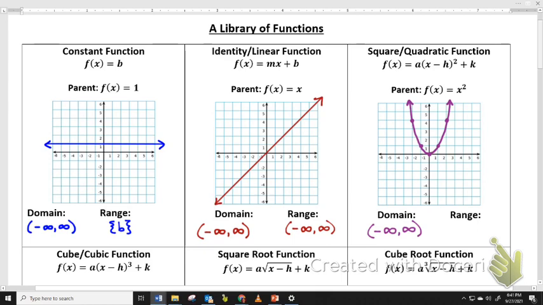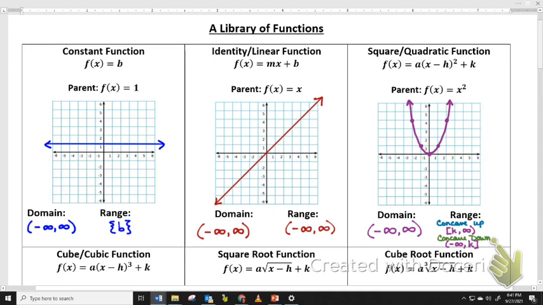My range depends on whether I'm concave up or concave down. If we are concave up, so if it opens up, then my range is going to start at my k value and go on to infinity. But if my function is concave down, then my parabola is going to open downwards, so it would be pointing to negative infinity, and it would reach its peak, its maximum, at k.